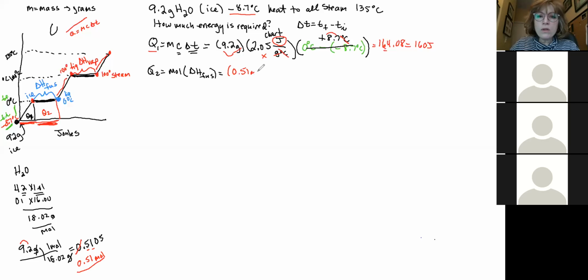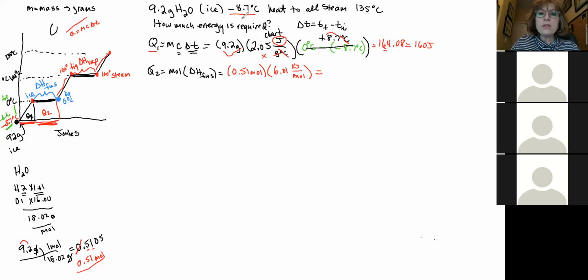And then I need the delta H of fusion. So I got to look on my chart for the delta H of fusion for water. Make sure you're looking at the right molecule. Okay, so the delta H of fusions are over here. And so for water, it is right there, and that's 6.01 kilojoules per mole. Gotta write the right unit.